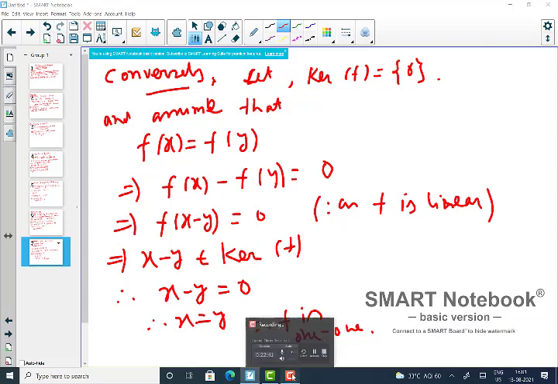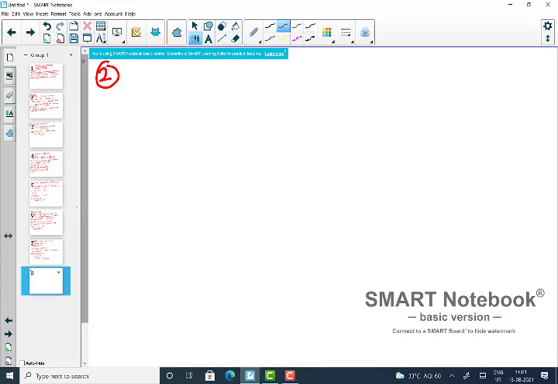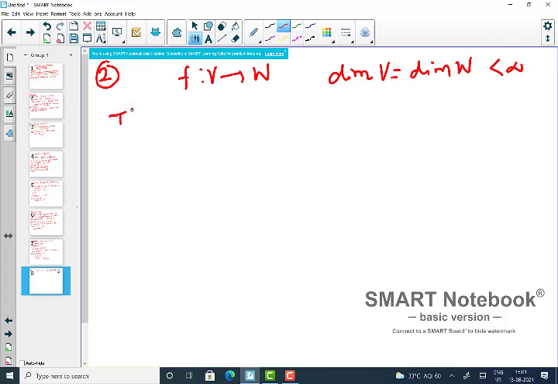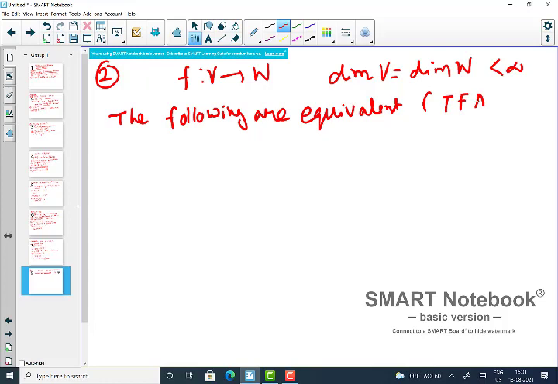The next application is also very important. We assume two vector spaces V and W, and F a linear map such that the dimension of V equals the dimension of W, and both are finite, since they're equal. In this case, the following are equivalent. We'll say TFAE, the following are equivalent.